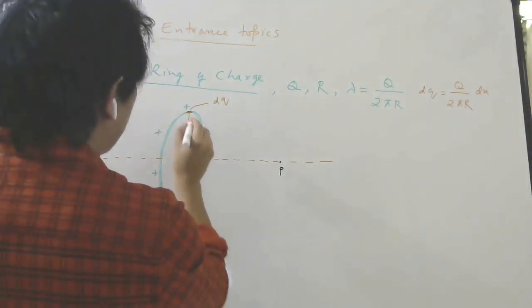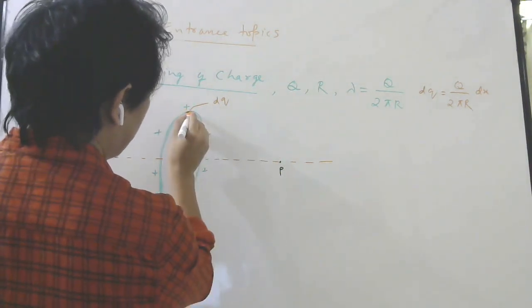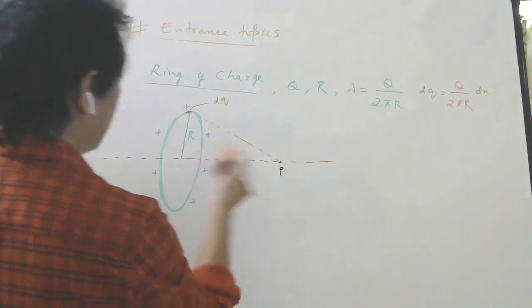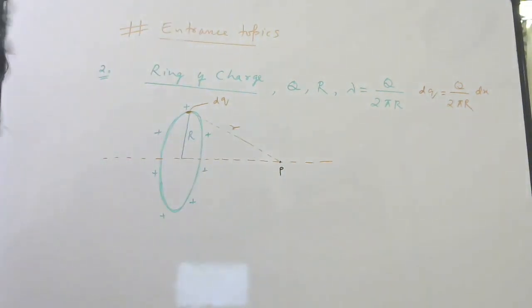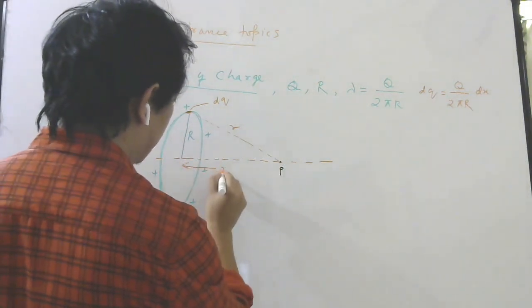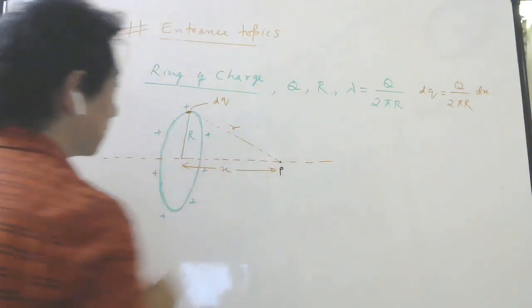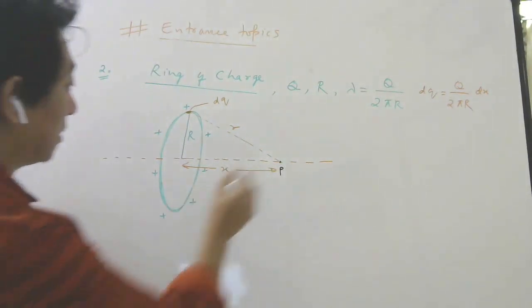Now I want the distance from the source charge, which is dq, to the observation point. You can write anything you want, let us write r. And let us say the distance of this point from the center is x. So let us now find what will be the electric field here.